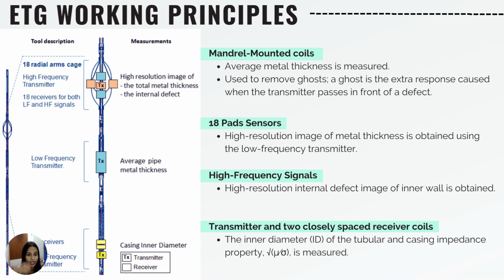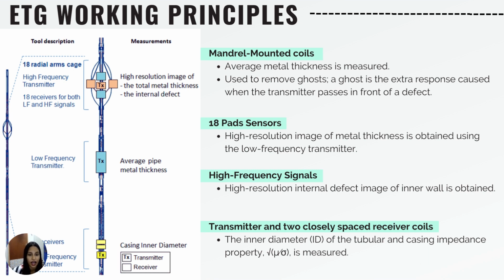Followed by the 18 pad sensors. The 18 pad sensors, as we can see, are at the top part of the ETG. They are in the form of a radial arm cage, and in this radial arm cage is where these sensors are located. It measures a high resolution image of the metal thickness using low frequency transmitters.